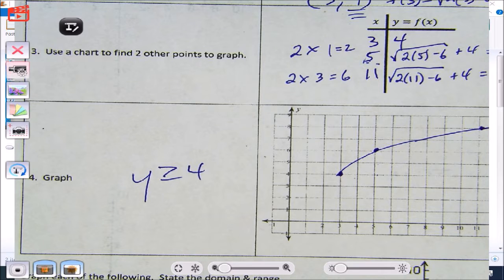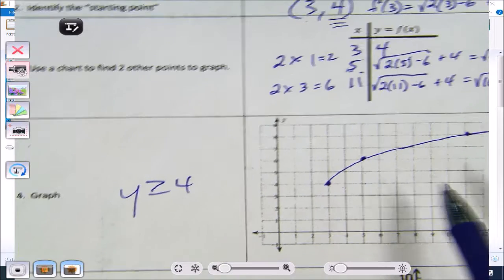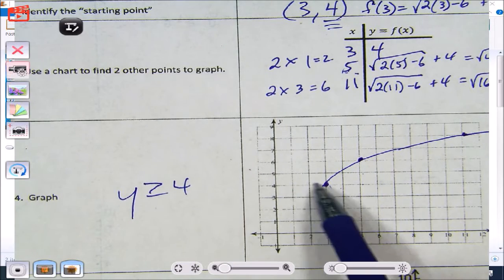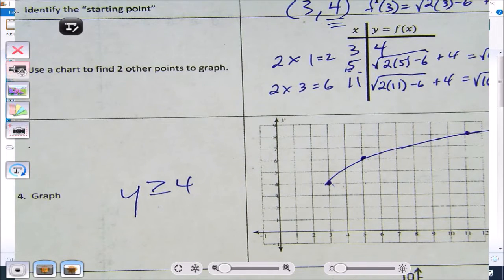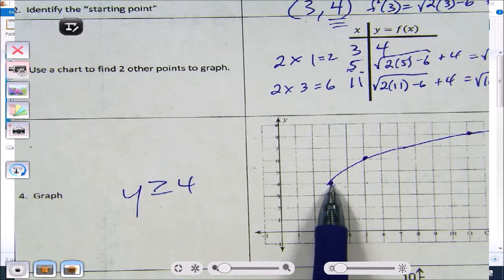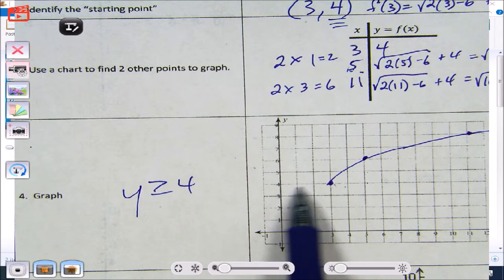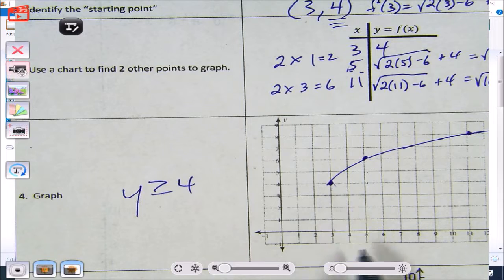So we don't use the graph to find the range? Yeah, you do. If it's going up, it's greater than. If it's going down, less than. But I'm talking about the number. You can use the number. That's 4, right? x is 3, but the y is 4.